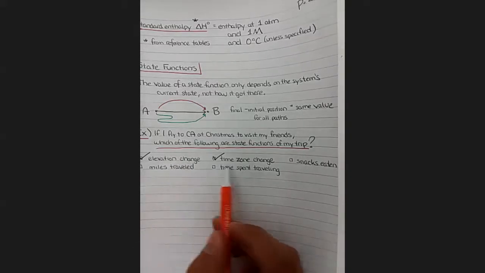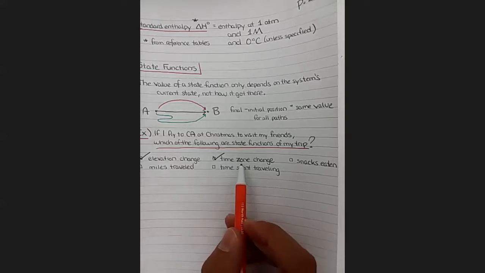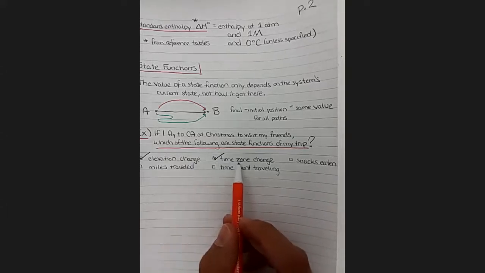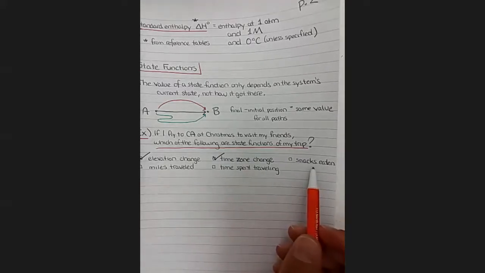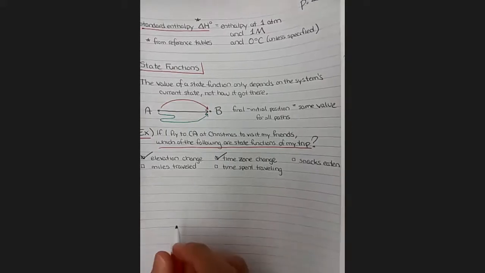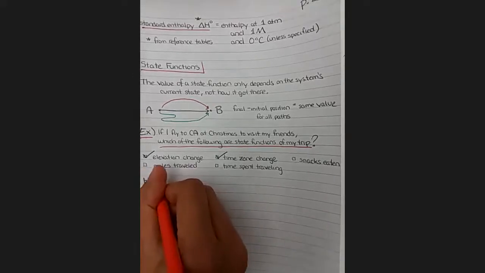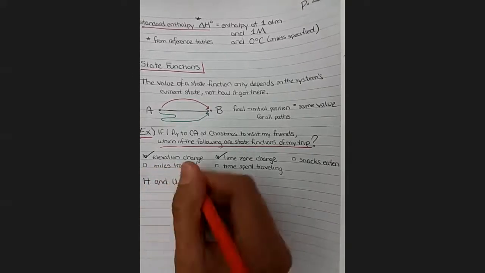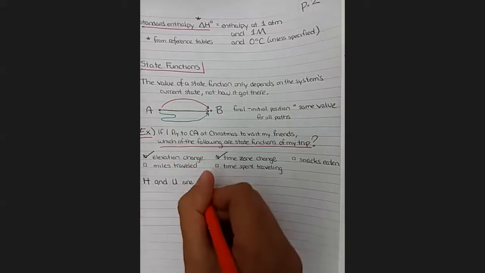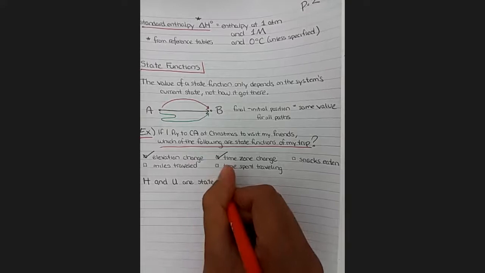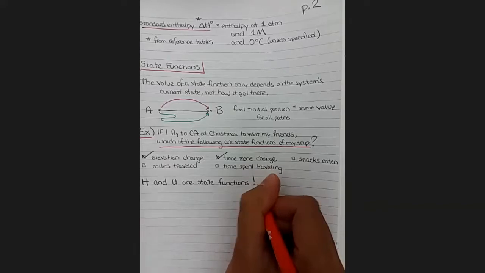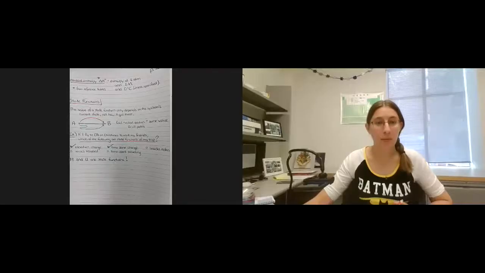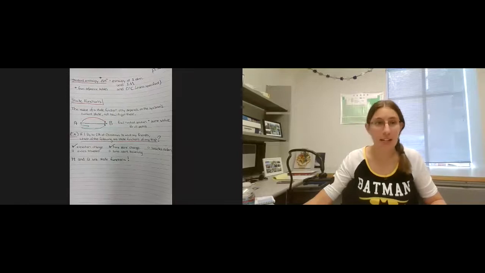So these two, elevation change and time zone, those only depend on the destinations. The destination is the same for both of these, but for miles traveled, the amount of time I spent at the airport and the number of snacks eaten, those depend on the journey. And if it depends on the journey, it's not a state function. And the reason that we are talking about this in such great detail, with such fabulous examples, is because the enthalpy and the internal energy are state functions. And we can use these properties to our favor. And we are going to talk about how to use the state function property in the next video.